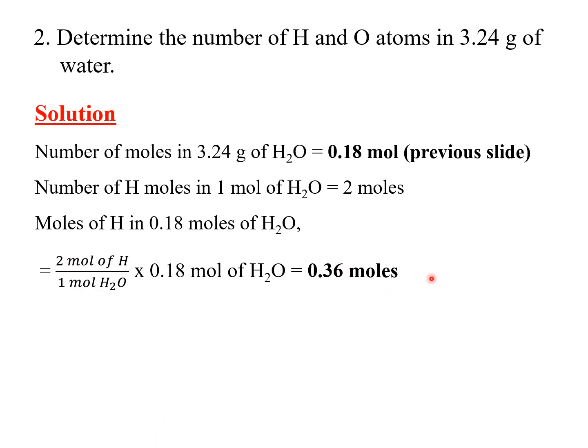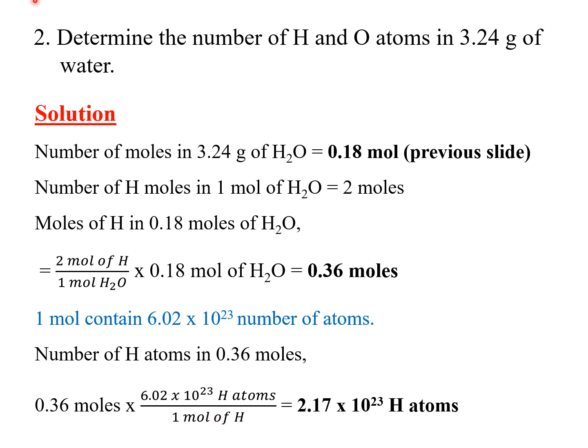But we don't need moles; the question asks us to calculate the number of hydrogen atoms. The statement is that 1 mole of any substance contains Avogadro's number of atoms. So 1 mole contains Avogadro's number of atoms, and 0.36 contains how many atoms? So 0.36 multiplied by Avogadro's number, the answer is 2.17 times 10 to the 23 hydrogen atoms.